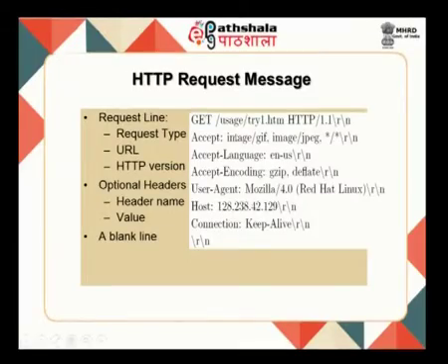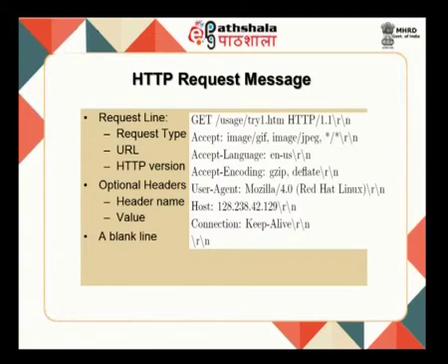Looking at how this message looks, a sample is given here. The request line gives the request type, which can be a GET or a POST. Here it is a GET. Then the URL, which page you are requesting. The URL is the identifier of the resource, and then the HTTP version. The optional headers have a header name and a value. Here the header names are Accept image/GIF, Accept-Language, Accept-Encoding, User-Agent, Host, Connection. These are all optional headers along with their values, and then a blank line. Some information can also be sent from the client to the server.